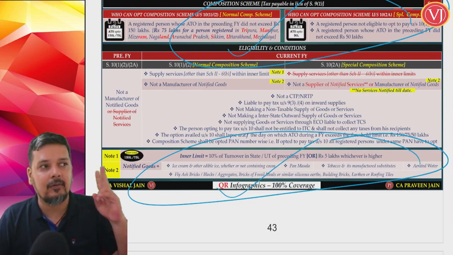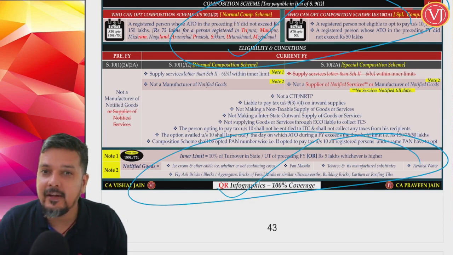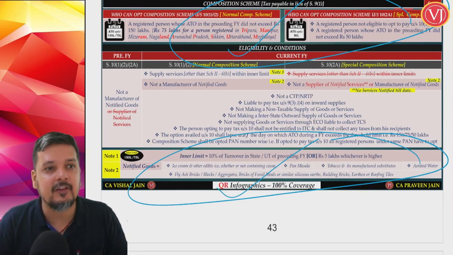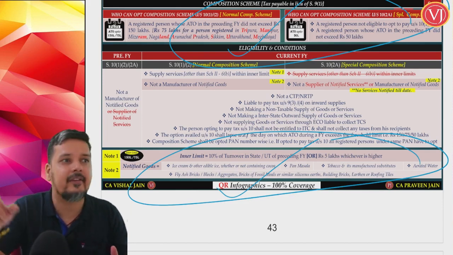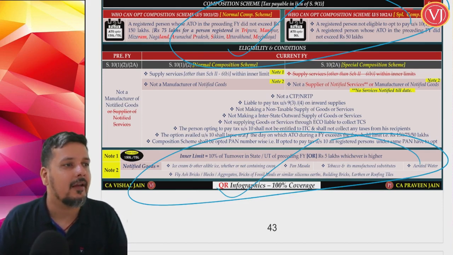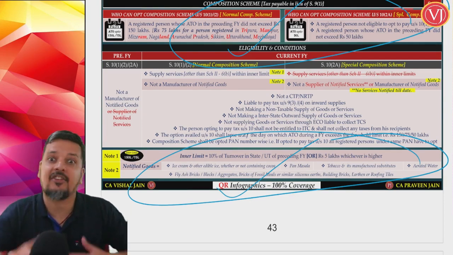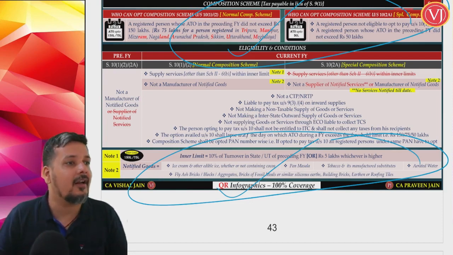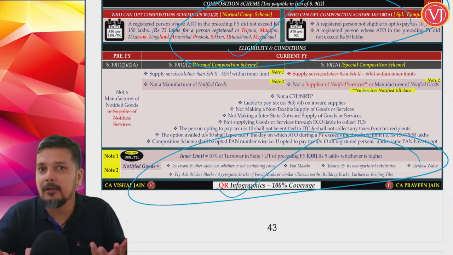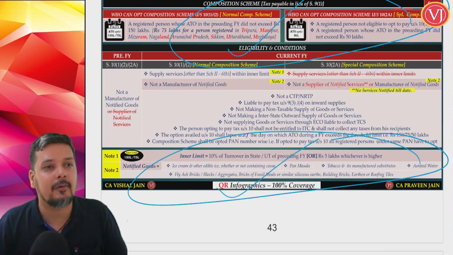Previous year entry is only two conditions. Rest all the points, this current year, exit. Which means you are already inside composition scheme, and if you do them, you will exit. Two based on numbers and five based on action. Based on what you are doing, you will be going outside composition scheme.